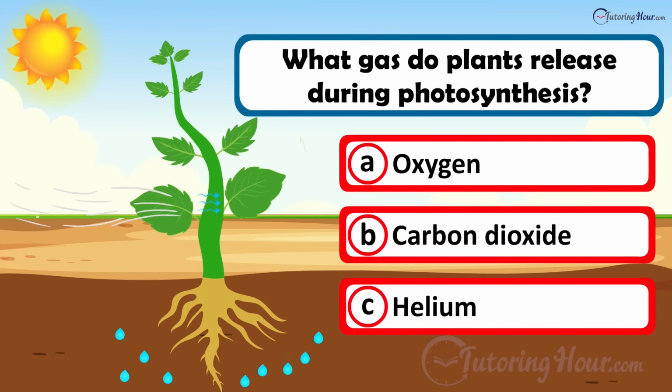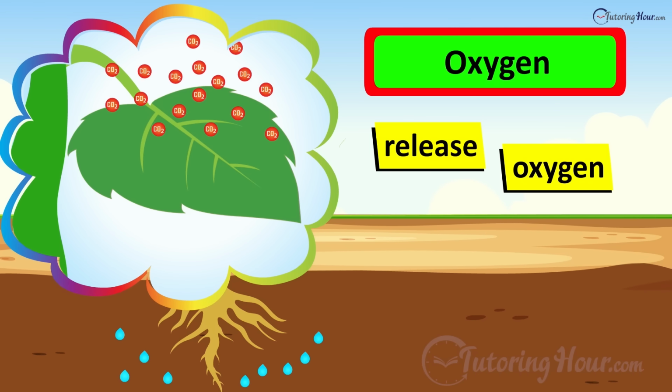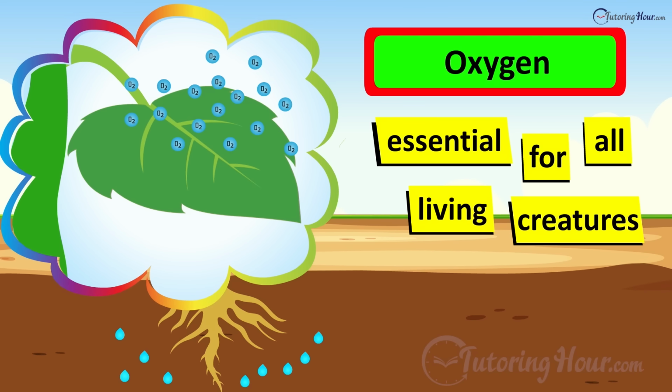The correct answer is oxygen. Plants take in carbon dioxide and release oxygen during photosynthesis, essential for all living creatures on Earth.